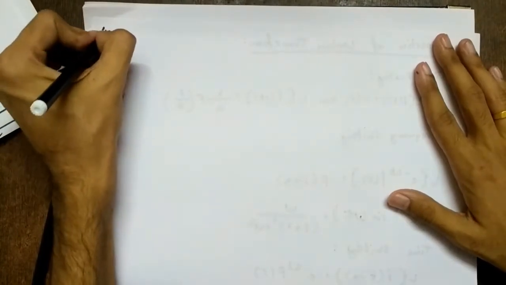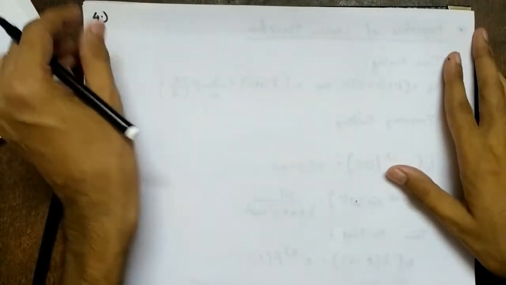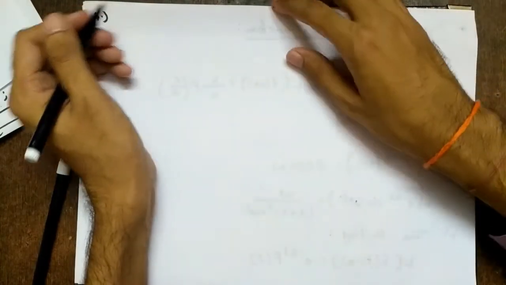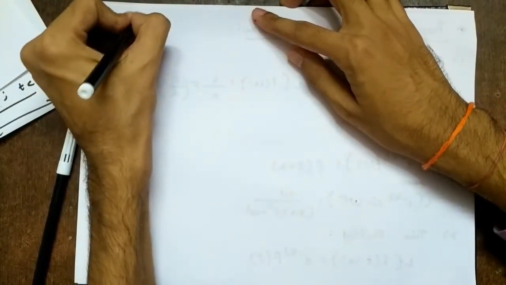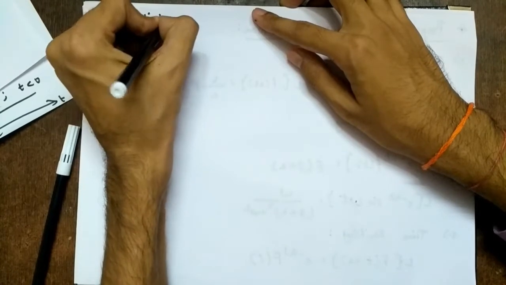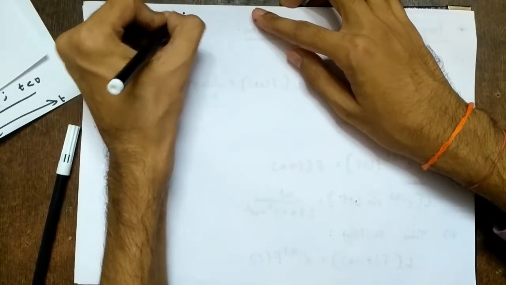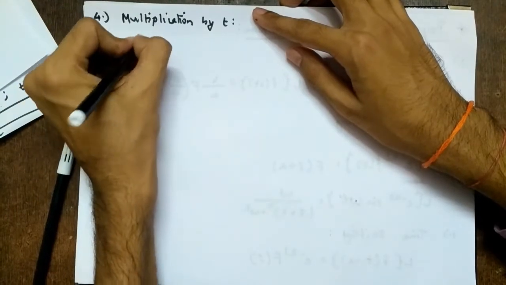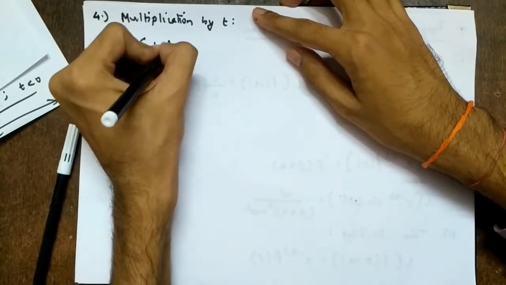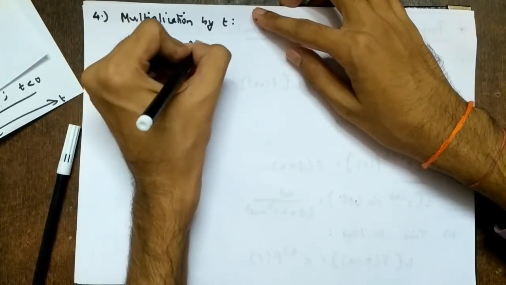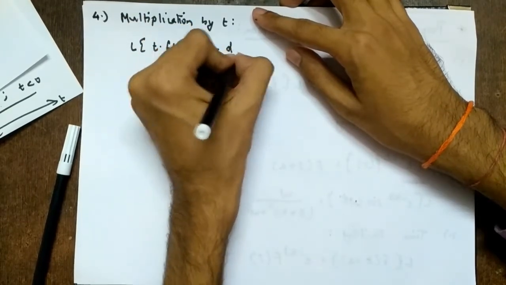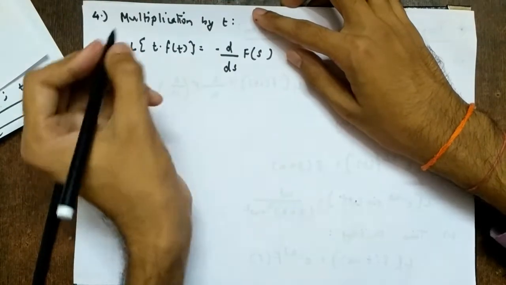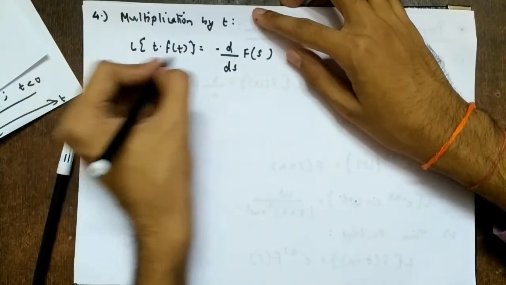So next is multiplication by t. Obviously it is the Laplace transform of t into f of t, so it is minus d by ds of F of s. I am going through it fast because we have already done this.